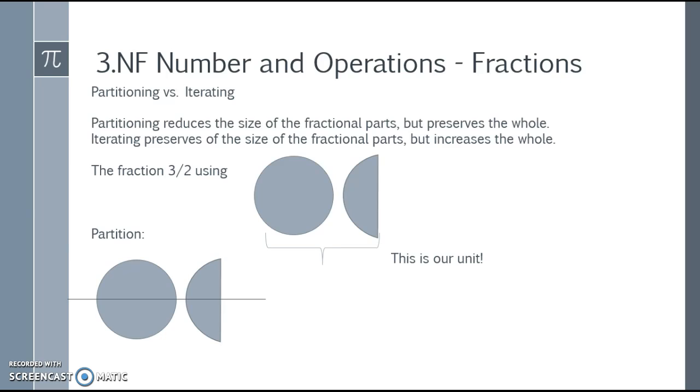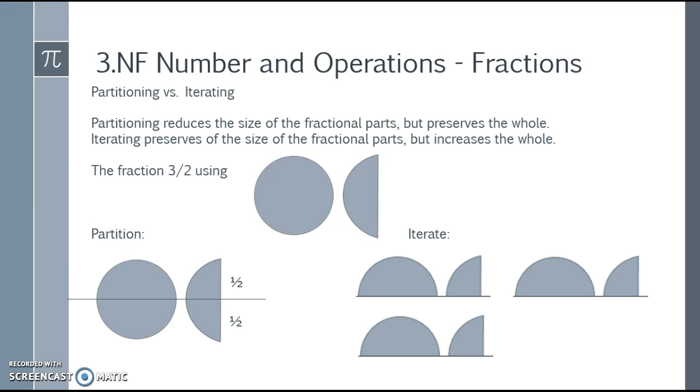So I have the fraction 3/2, which we know is 3 copies of 1/2. Notice that a circle and a half is our unit. So I need to partition our unit in half first, and I need 3 copies of 1/2. So each part is 1/2. I'm going to iterate by taking 3 copies of 1/2.